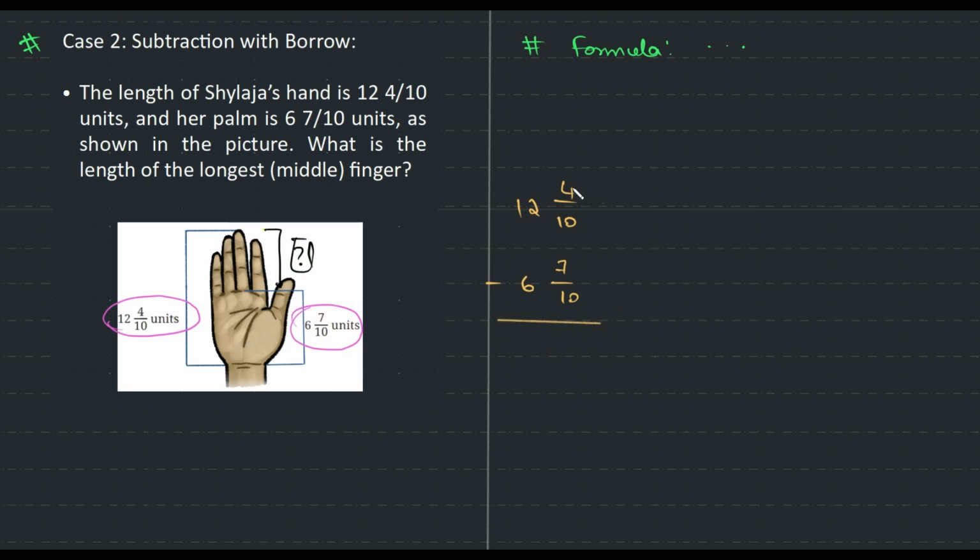Can I subtract 4 and 7? No. 4 and 7 we can't. So we have to borrow. We have to borrow. So when we borrow, what will happen? This becomes 14/10 and 12 becomes 11.